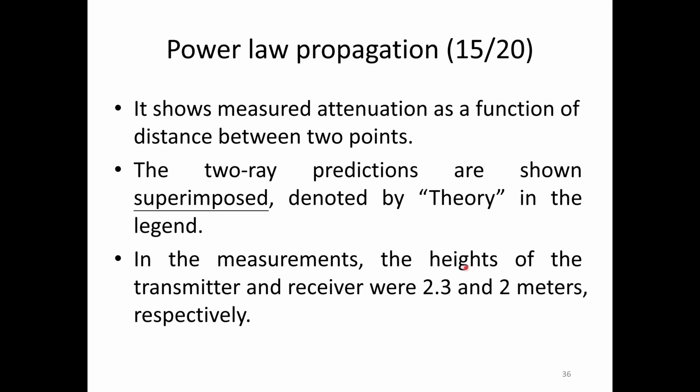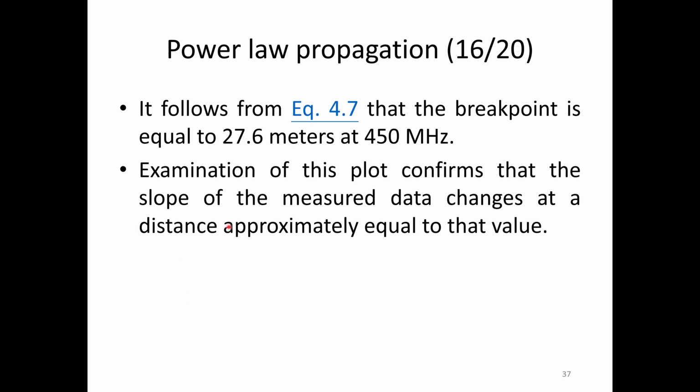In the measurements, the heights of the transmitter and the receiver were 2.3 and 2 meters, respectively. It follows from equation 4.7 that the breakpoint distance is equal to 27.6 meters at 450 megahertz. How do we get this value? Or is this value correct? We need to check this.